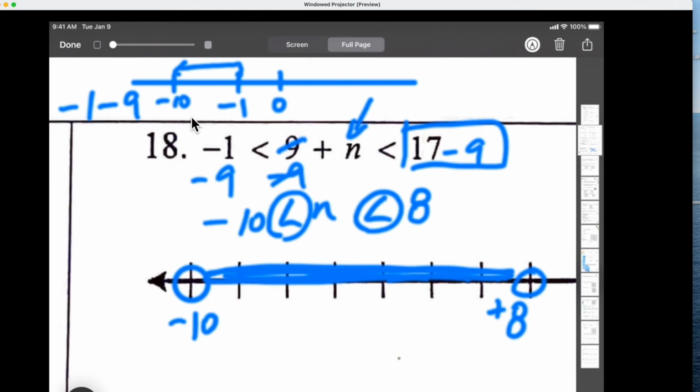So this graph says the same thing as what we have here. This graph says that n is between 8 and negative 10. And there it is.